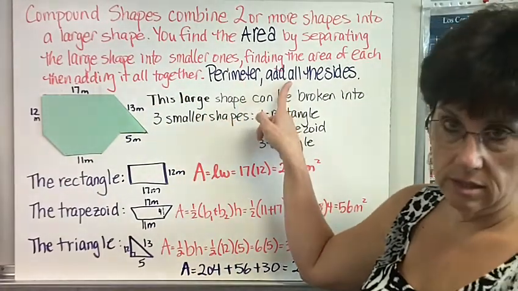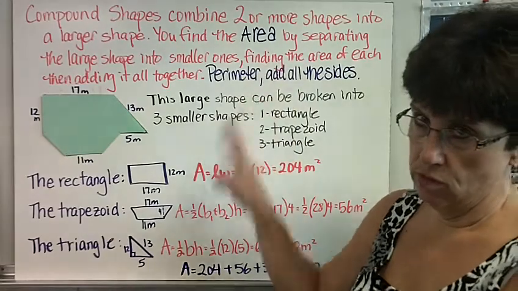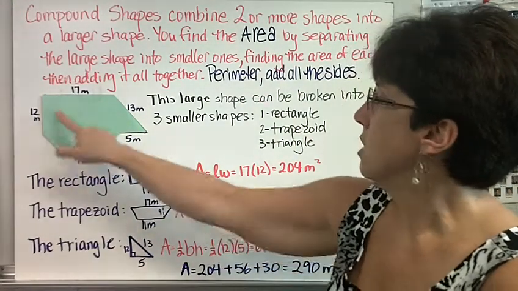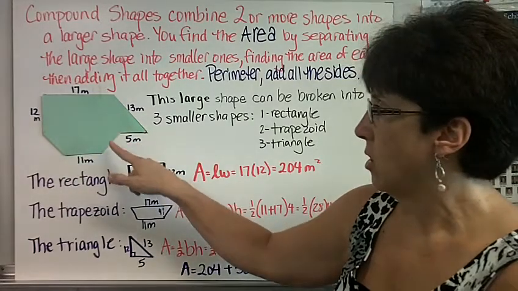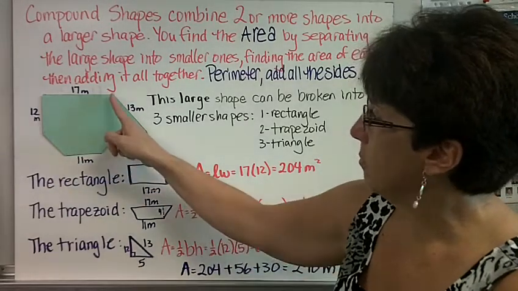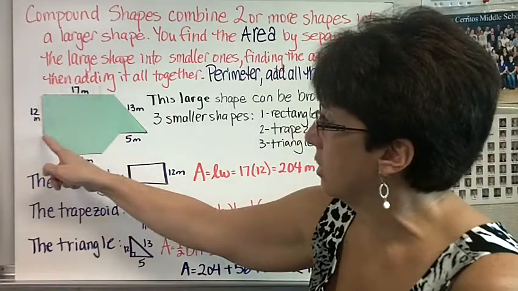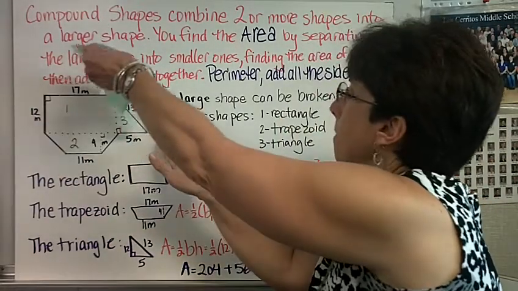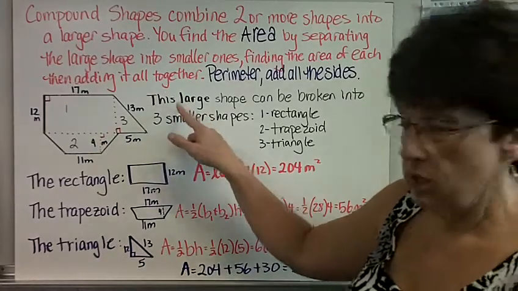Perimeter, you just add all the sides. We're not going to find the perimeter in this, we're just finding the area. So here's my shape, okay? So this large shape, we can break that up. So I'm going to draw a little line here, and I'm going to draw a little line here, and I'm going to take this off now. So you can see what I've done.